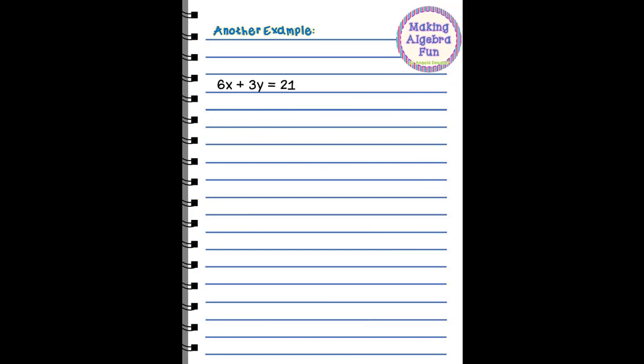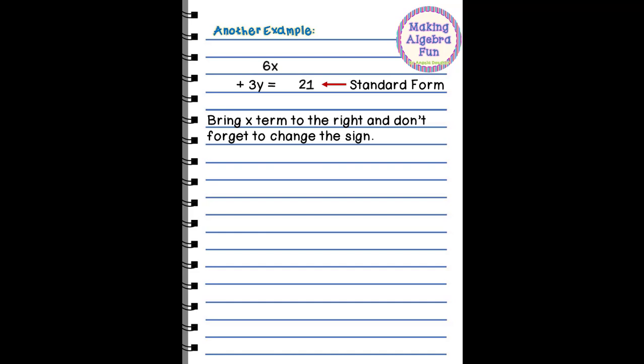Here's another example. And you can see it's standard form. X term, then y term equals the constant. To change this to slope-intercept form, we'll need to solve for y. And this one will require two steps. We're going to start by bringing the x term to the other side, and notice how the sign changes. And we'll just drop that plus in between.